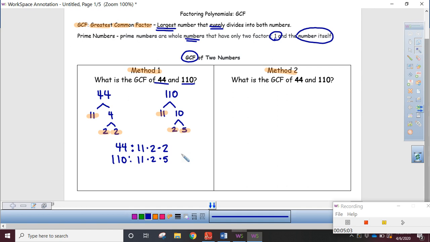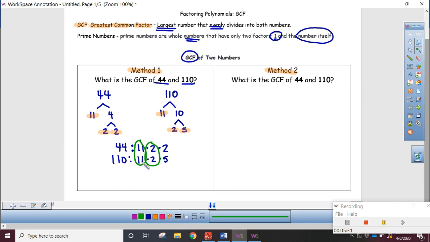or which factors, these two numbers have in common. And so we can see that they both have the 11 in common. I'll go ahead and do it in different colors. So we have 11 in common, and they also have the number 2 in common.